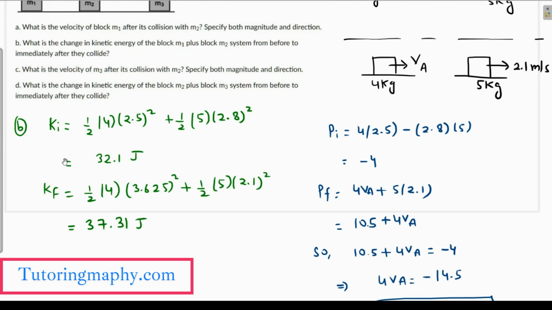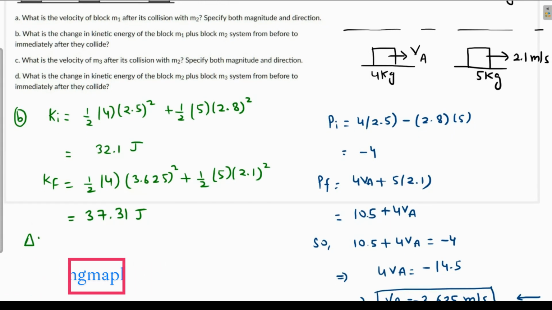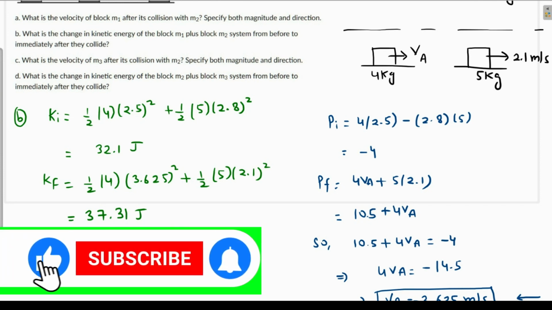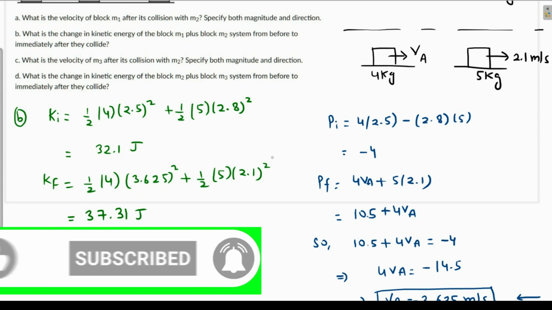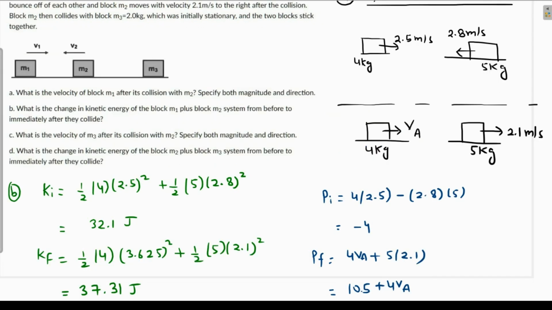All right, so if that is the case, then what is the change in the kinetic energy? The change in the kinetic energy is going to be 37.31 minus 32.1. If we subtract, then this is coming as 5.21 joules. That is the change in the kinetic energy, right? Then let's talk about the next part.